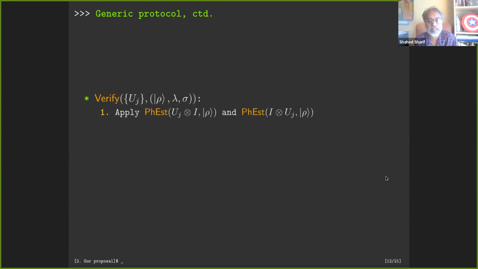So you just apply the phase estimation procedure again. If rho is in fact of the form psi_j tensor psi_j, or psi_k tensor psi_k, let's say, then that's going to be an eigenvector of U_j tensor I and also of I tensor U_j for all j. And so the phase estimation procedure will preserve that quantum state. But the phase estimation procedure will also give you the eigenvalues, so you can actually check that the lambda is correct. And then you just check that the digital signature is correct as well. And anyone can do this, so this is a public algorithm.